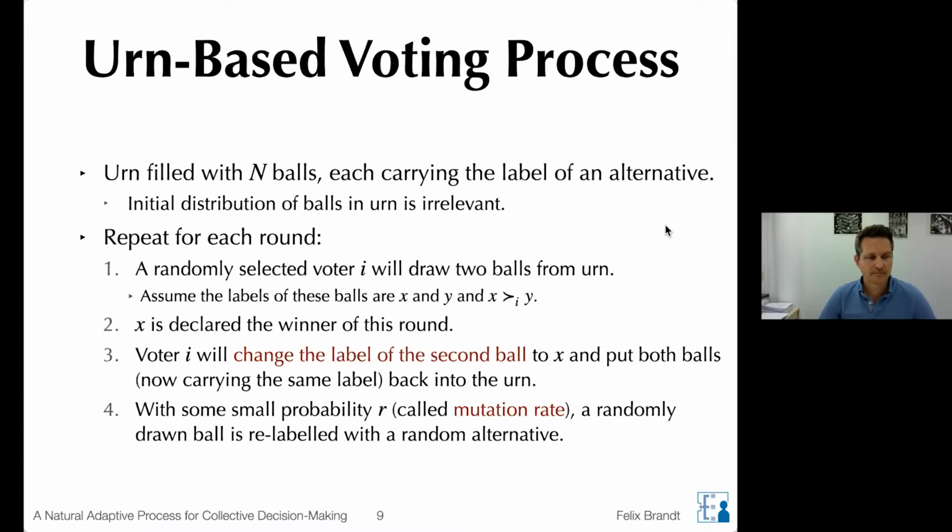So drawing two identical balls is just fine, just for the sake of the example here I assume that they are different because that's the more interesting case. And with some small probability R, we are randomly changing the labels of balls. So we basically have two parameters here. N is the number of balls, and R is what we call the mutation rate. These are just these random changes for balls.